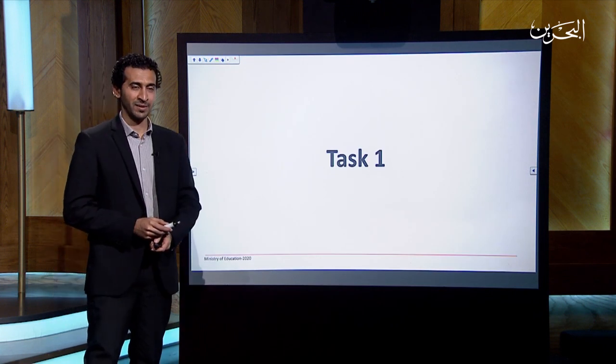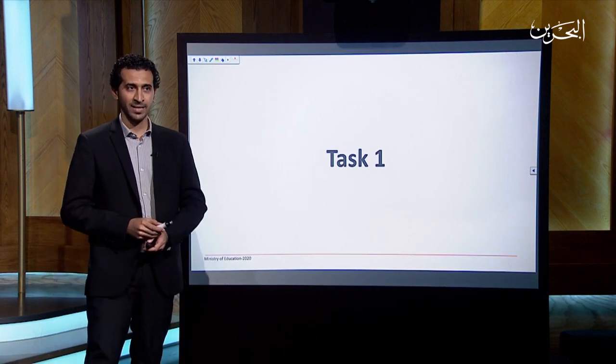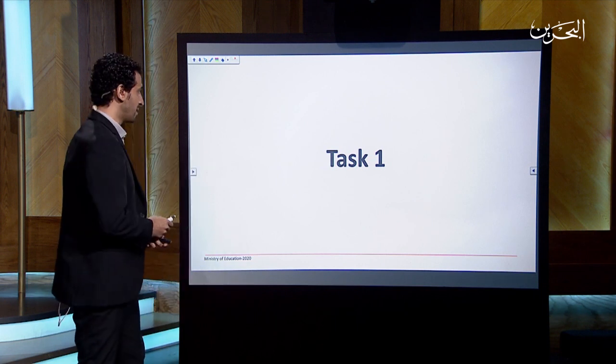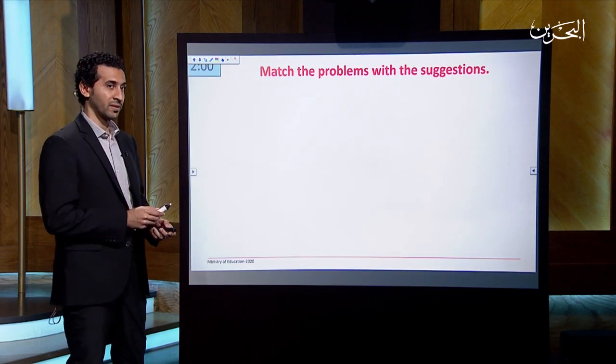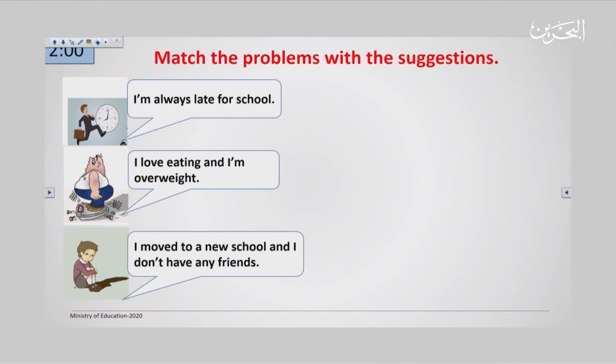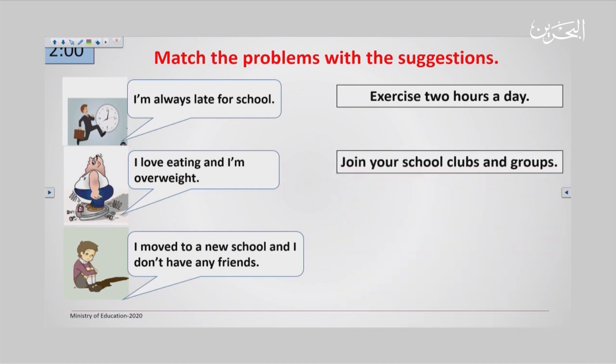We will start our lesson by a very simple task. Actually, this task consists of three pictures, and I want you to look carefully at these pictures, and then you need to match them with the suggestions. Again, what is the meaning of problem? Everyone has a problem. If I'm tired, this is a problem. If I'm hungry, this is a problem. Okay, so these are the suggested suggestions. Of course, they are not in the correct order.